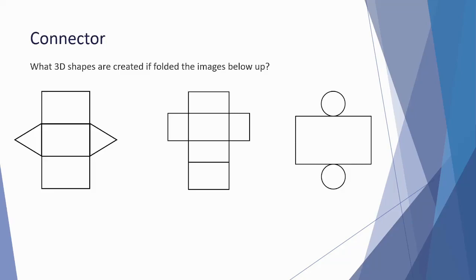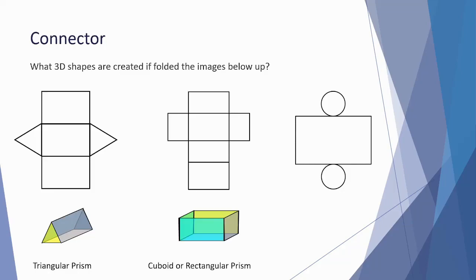Now the first one, when we fold it up, we get a triangular prism. The second one, when we fold it up, we get a rectangular prism, also called a cuboid. And the third one, when we fold it all up, we get a cylinder.